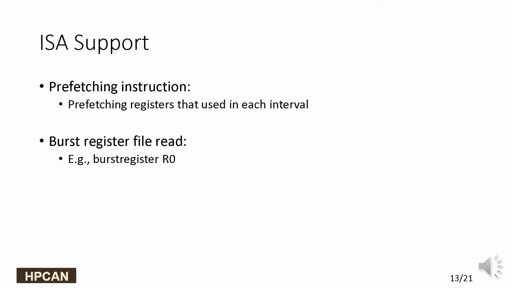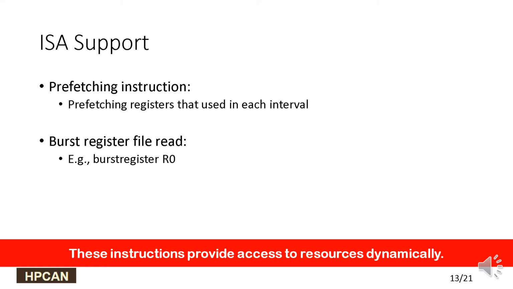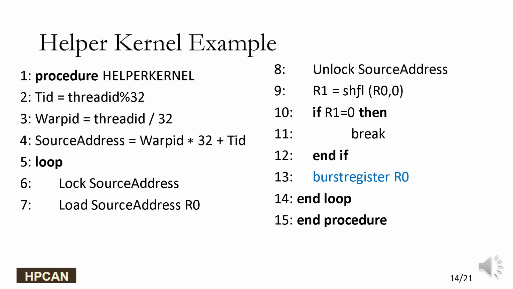To maximize the utilization of the resources by the helper kernel, we add new instructions to the GPU ISA. These instructions provide access to resources dynamically. We utilize free resources using the helper kernel. The helper kernel makes our design simple and is flexible enough to support different kinds of resources.